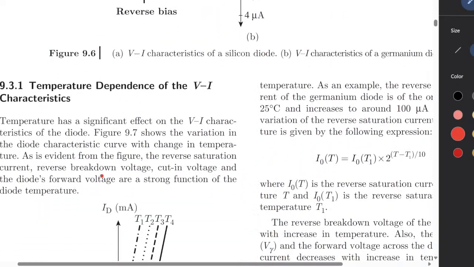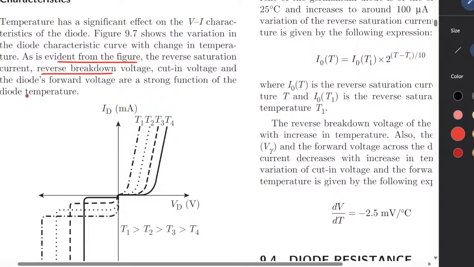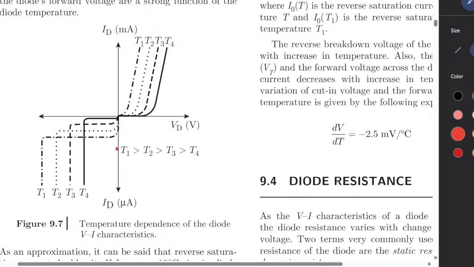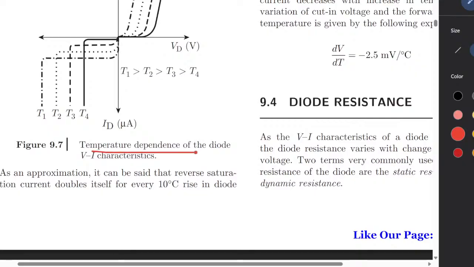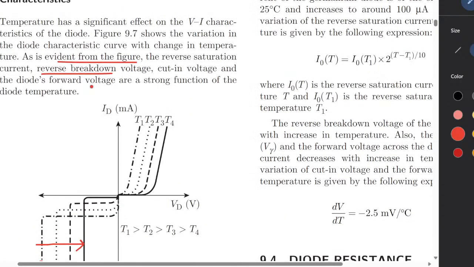The temperature dependence of the VI characteristic. Temperature significantly affects the VI characteristic. Okay, as is evident, we can see that the reverse bias breakdown voltage is a function of temperature. As we increase the temperature, the cutoff voltage also decreases. So the temperature dependence of the VI characteristic: as the temperature changes, the reverse breakdown voltage also changes.